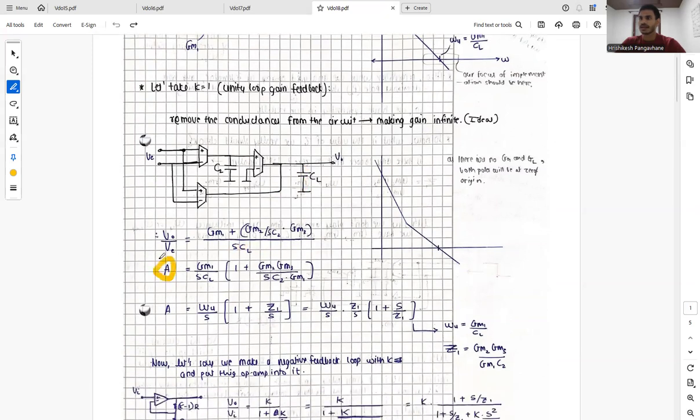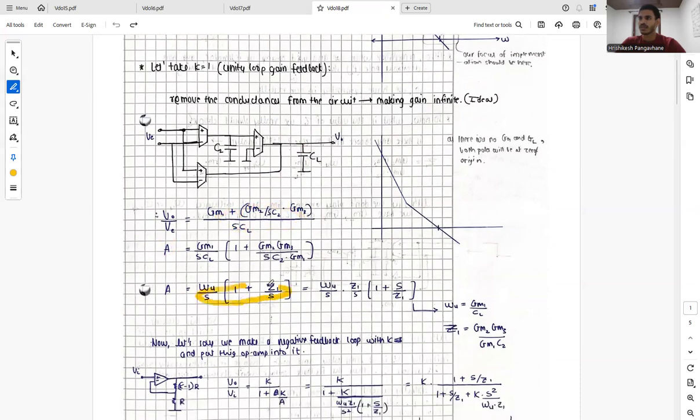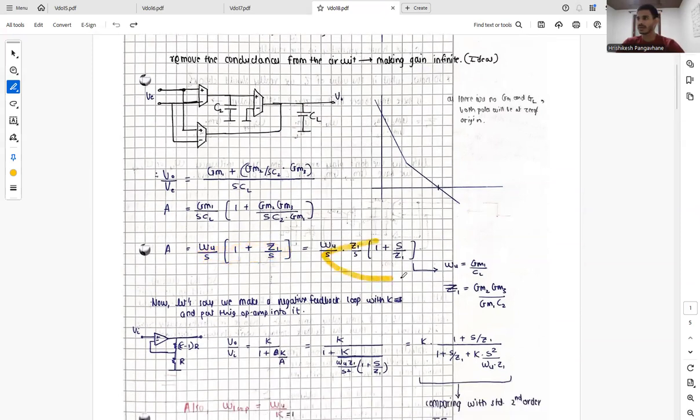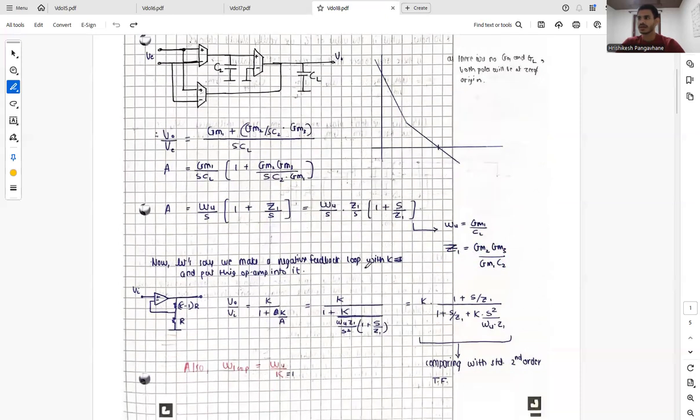Now we can say that our gain, when we solve this equation further and bring it into the form of our analog template, gives omega u, and we also know that omega u is GM1 by CL. If we write in this form, our Z1 becomes GM2 GM3 divided by GM1 C2. Now let's say we make a negative feedback loop with K, which is not 1 but greater than 1, and let's put the op-amp into it.